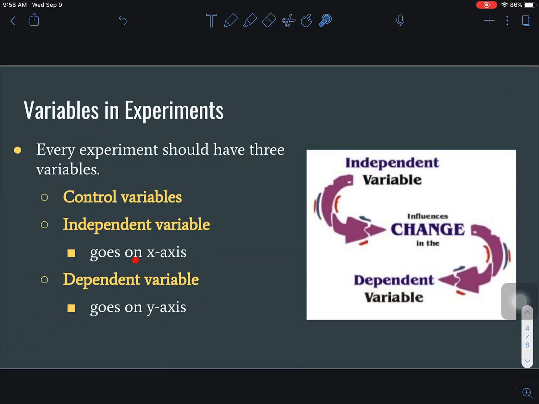When we graph things, because in science we graph a lot, again, we have our x-axis versus our y-axis. The independent variable goes on the x-axis, this is your x-axis. The dependent variable goes on the y-axis, this is your y-axis.